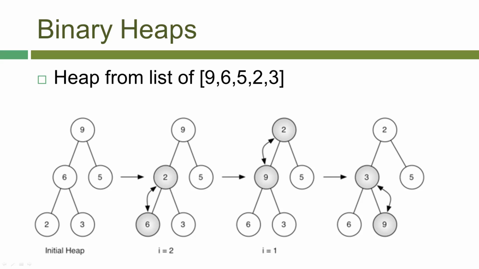And although we start out in the middle of the tree and work our way back towards the root, that percolate down method ensures that the largest child is always moved down the tree. Because the heap is a complete binary tree, any nodes past the halfway point will be leaves, and therefore have no children. Notice that when i is equal to 1, we are percolating down from the root of the tree, so this may require multiple swaps.